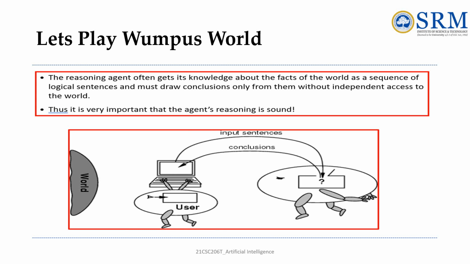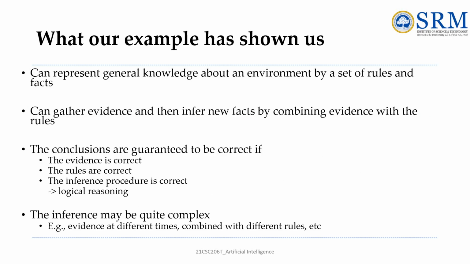Finally, what we have learned from the Wumpus world and knowledge-based agents is that we can represent general knowledge about the environment using rules and facts. The agent can gather evidence from its environment through perception. Using logical inference, the agent can deduce new facts from existing evidence. If the rules are correct and the evidence is valid, the inference is guaranteed to be correct. This leads to logical reasoning that's far more reliable and intelligent than simple reactivity.